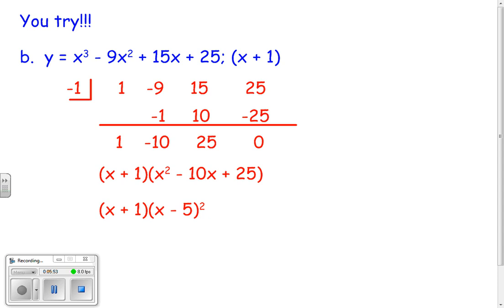So quick heads up for this one, if you wanted to, you could write the x minus 5 twice. It's just not as pretty if you wrote it as a quantity squared.